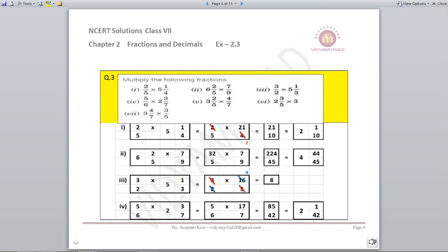Question number 3, multiply the following fractions. Now wherever there is a mixed fraction, first convert it into improper fraction. See if the numerator and denominator, they can be reduced to the lowest term or not. And if your answer comes to improper fraction, then you need to divide it and again write your answer in mixed fraction. Let's begin with the first part.